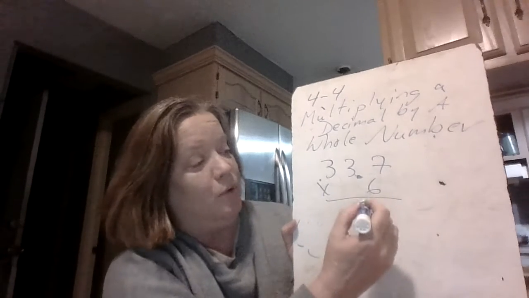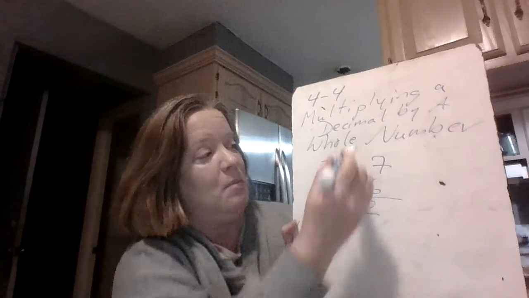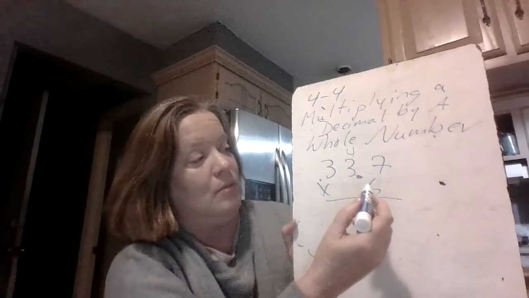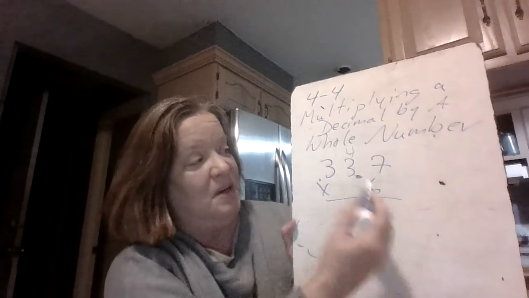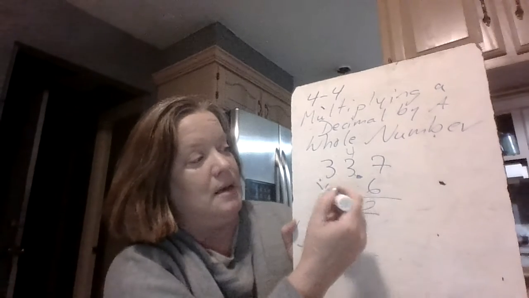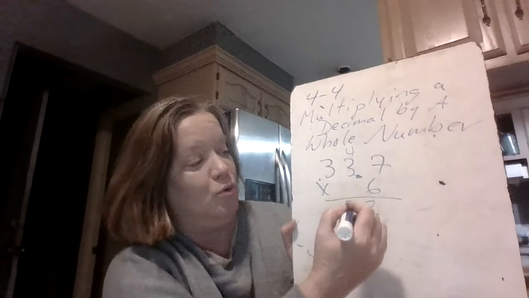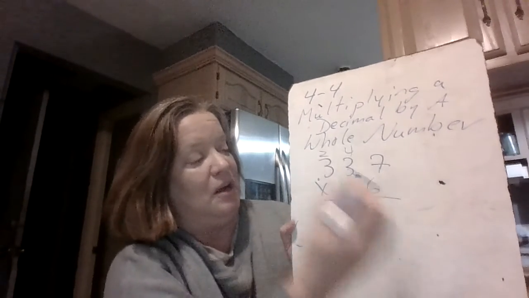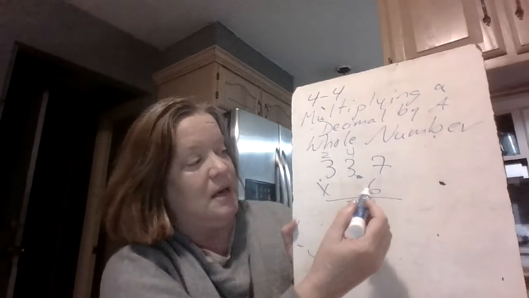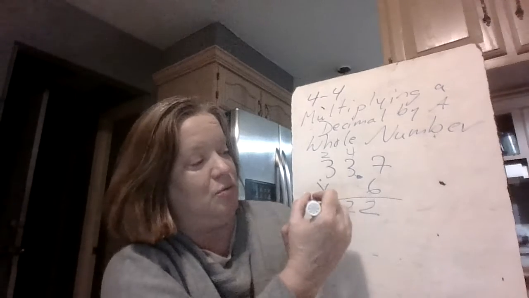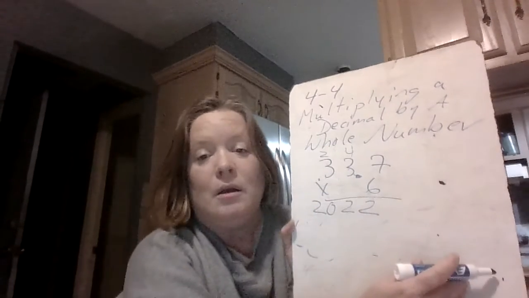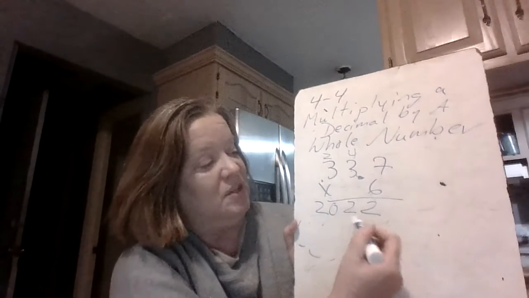6 times 7 is 42. Put down my 2, carry my 4. I'm putting the 2 in the ones place and carrying the 4 into the tens place. 6 times 3 is 18, plus 4 is 22. Put down my 2 in the tens place, carry my 2 over to the hundreds place. 6 times 3 is 18, plus 2 is 20. So I'm getting 2022.